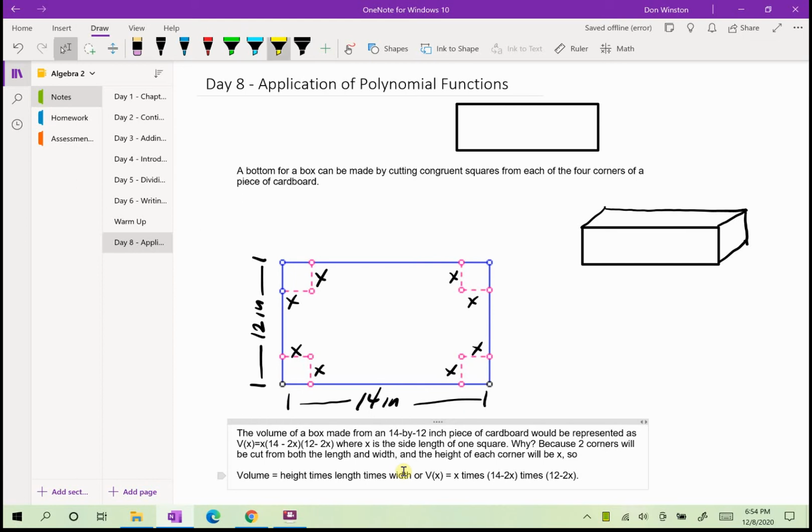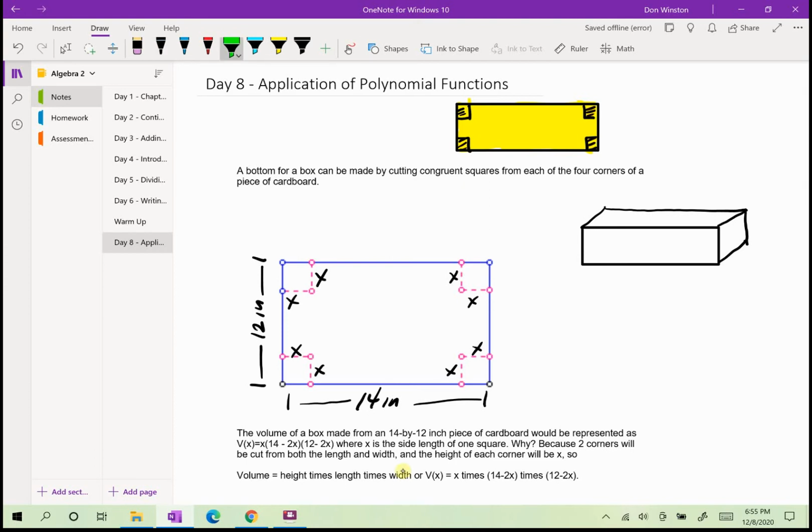So let's assume here that we have a piece of cardboard. It's lying flat. And what we want to do is take that piece of cardboard and make a box from it. In order to do that, we have to cut out 4 congruent corners, or squares if you will. Okay, so we'll cut out that square, and this square, this square, and this square. And then once we cut these squares out, we fold up the remaining sides.